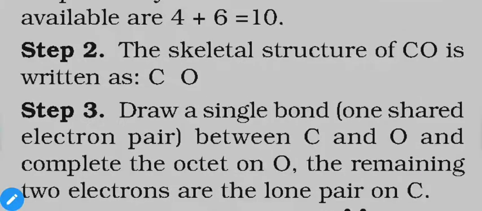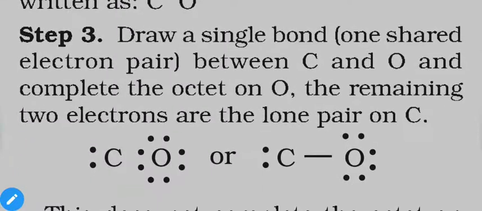Between two atoms, at least one bond must be present. So we have to put 2 electrons out of the 10 valence electrons between C and O. This is our minimum requirement. We have to arrange at least 2 electrons. So we will put 2 electrons between them, out of the total of 10 electrons, so that they get a single bonded structure.